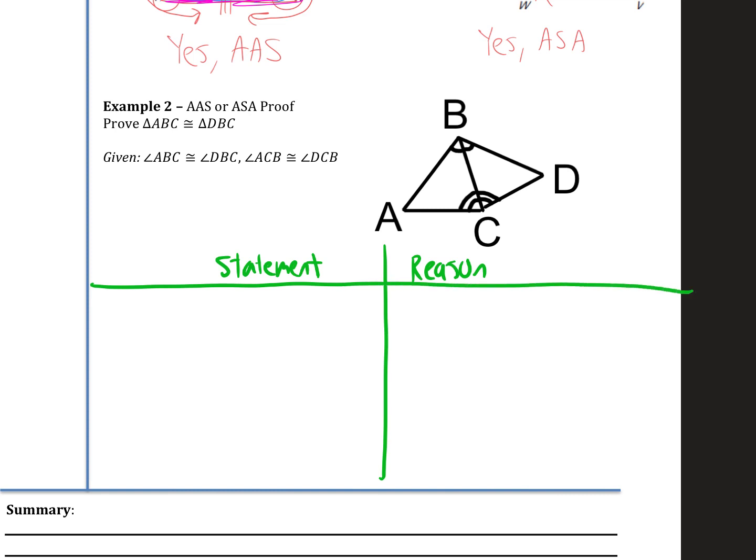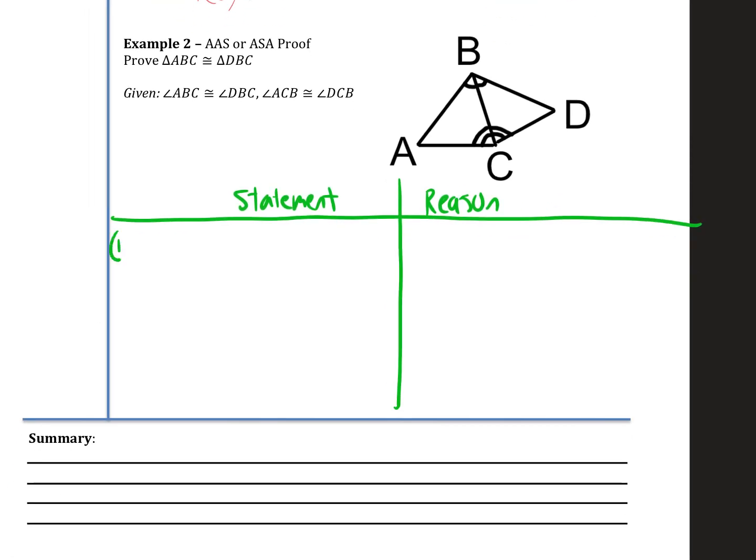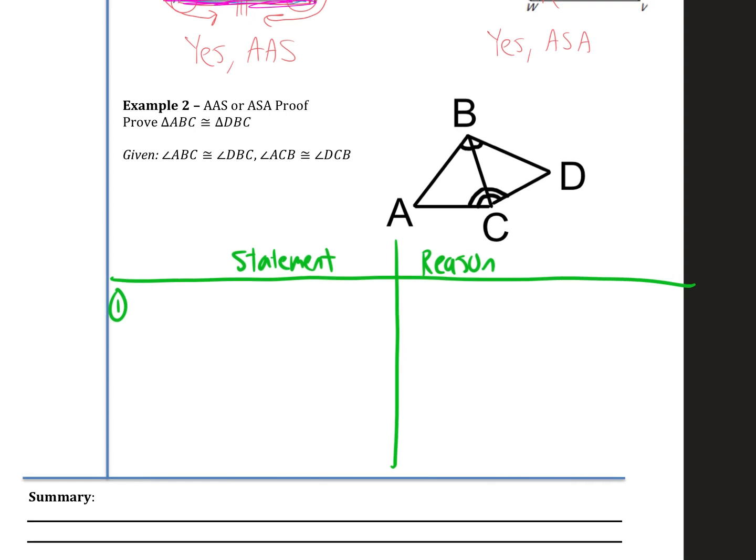And we are going to, what do we start with? Easy points on the proof are givens. So angle ABC is congruent to angle DBC, and angle ACB is congruent to angle DCB, and that is given. Givens. All right, step 2. Okay, so after that, we usually do definitions. Are there any definitions here? No. After that, we do reflexive or vertical angles.